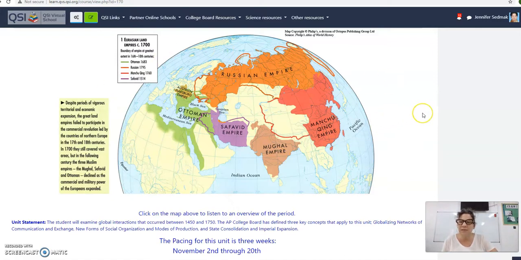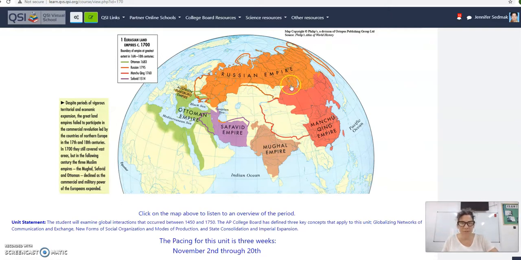So these are the different land-based empires. Oops, I forgot the Qing Empire. So including that dynasty in China, the Ming and the Qing dynasty really existed during this period, the end of the Ming and the beginning of the Qing. So we're going to take a look at all of these empires. They're referred to as land-based empires or gunpowder empires.